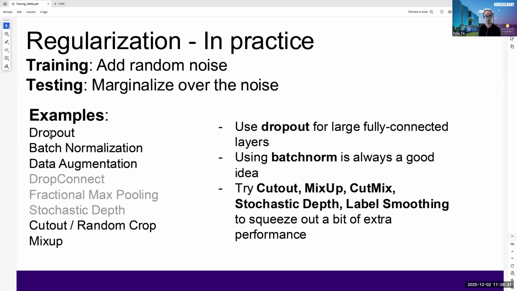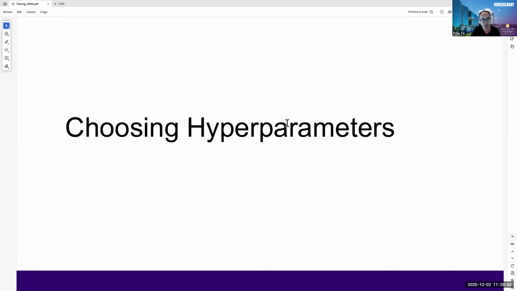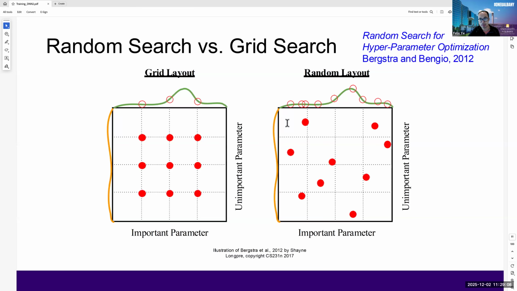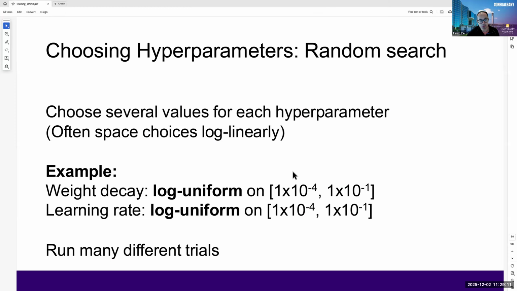Okay, so in practice, these are all very important. The whole idea of regularization of neural networks is that we actually need to add random noise, and when we do the testing, we need to marginalize over the noise. So very simple ideas like dropout. Dropout is a very popular and very important method for large fully connected layers. Okay, so we will leave the hyperparameter topics to the next lectures.